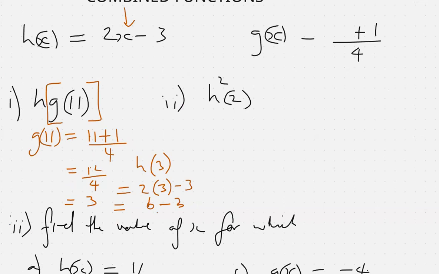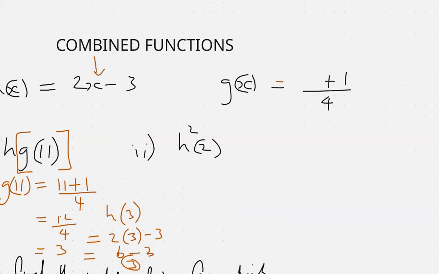Question: for g of x, why is it just plus 1 over 4? Where's the other number? Sorry, it was erased by accident. It was x plus 1 over 4. All right, so that's it.